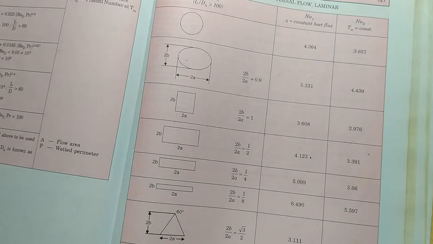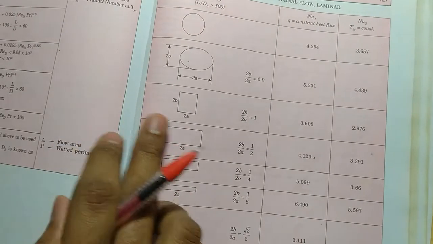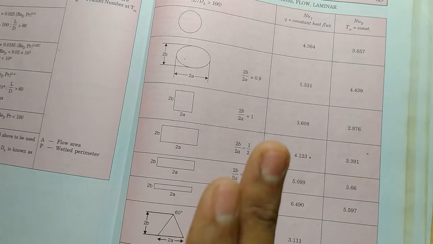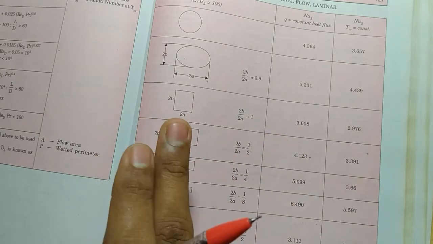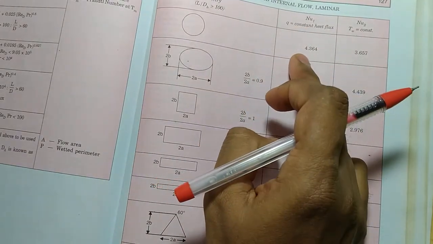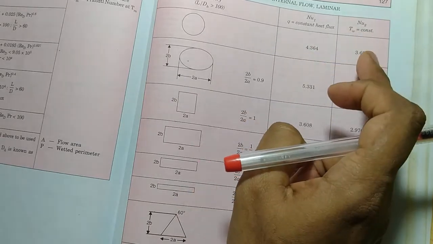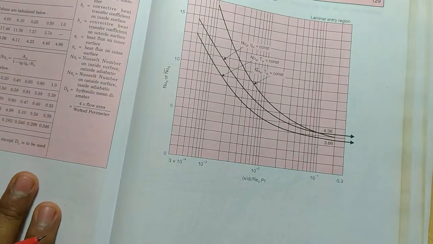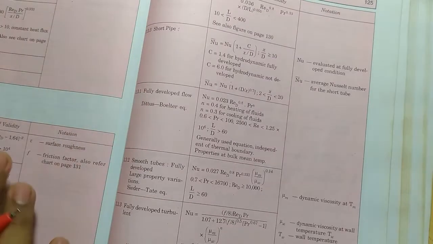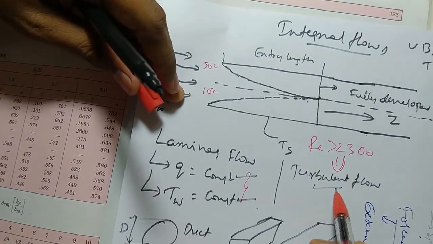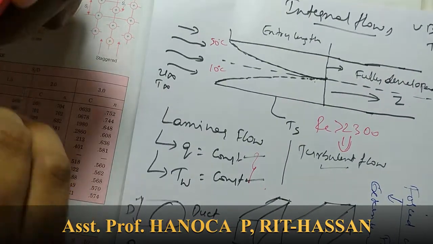In the laminar flow condition, if it is a non-circular duct, then we have to go for this one. For laminar flow and non-circular condition, you should go for this one. For a constant heat flux, Nu equals this much. For constant wall temperature, 3.657. For different geometries these are given. Those are the equations that should be used. This is very simple compared to the last one, and the problems are also simple. Now we will solve the problems on laminar flow and these two conditions, turbulent flow, circular duct and non-circular duct condition.